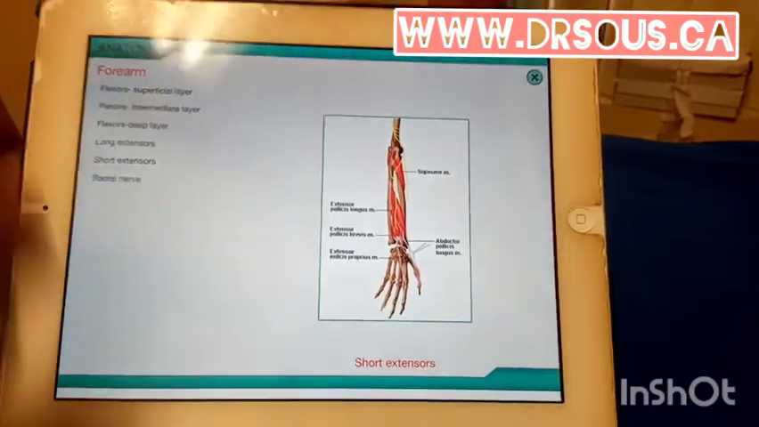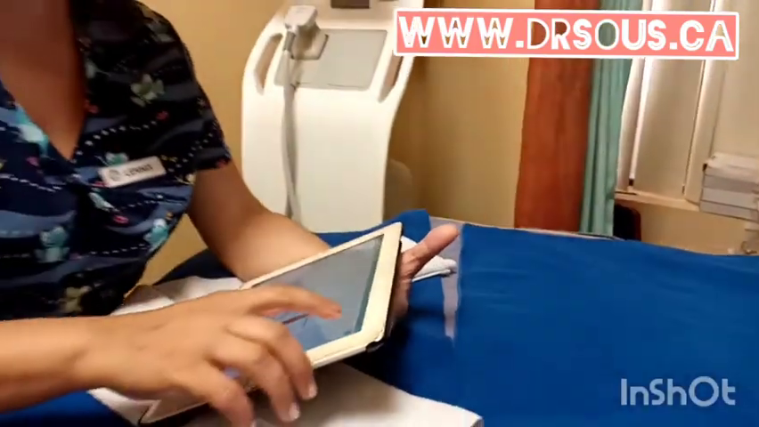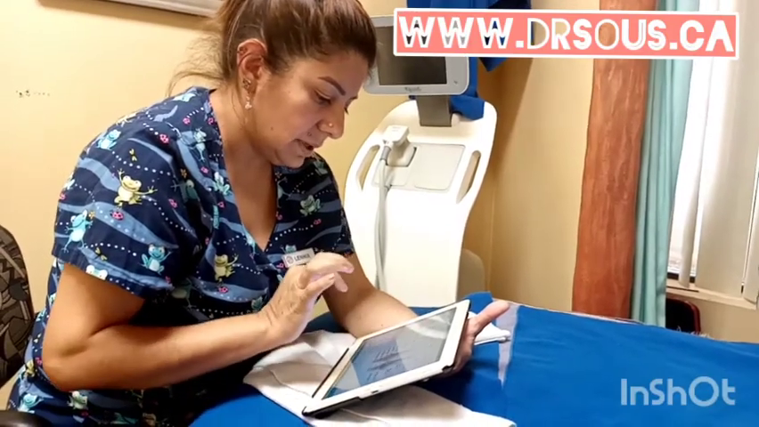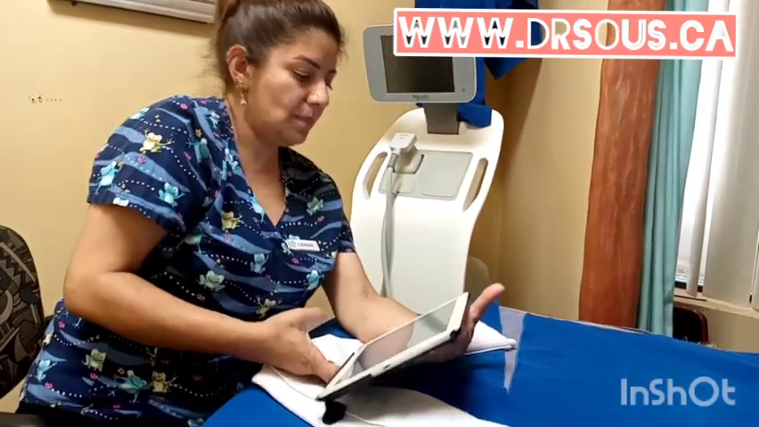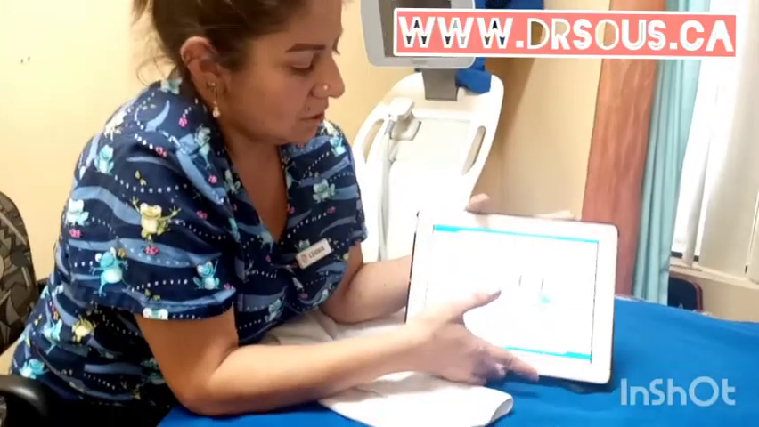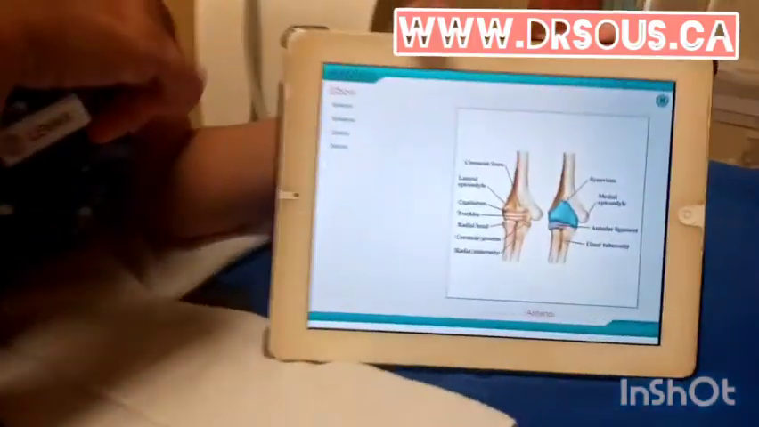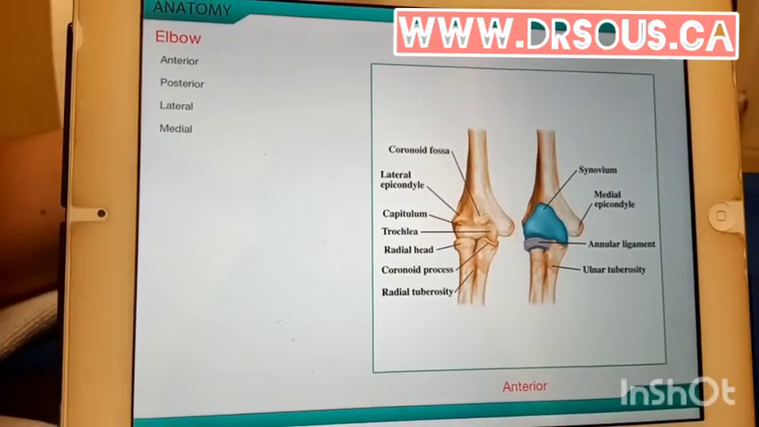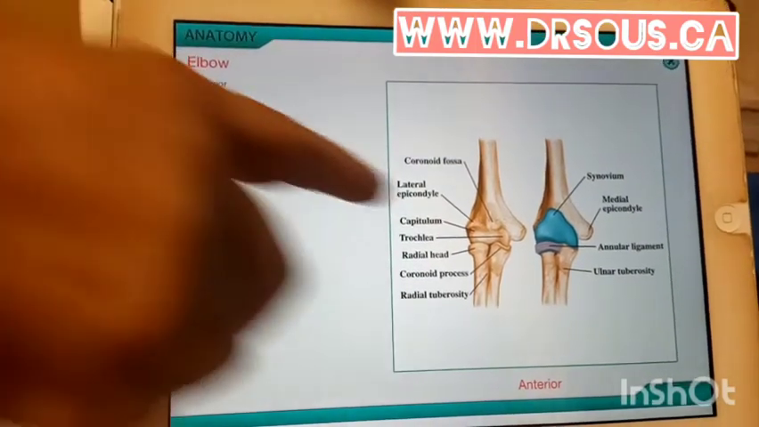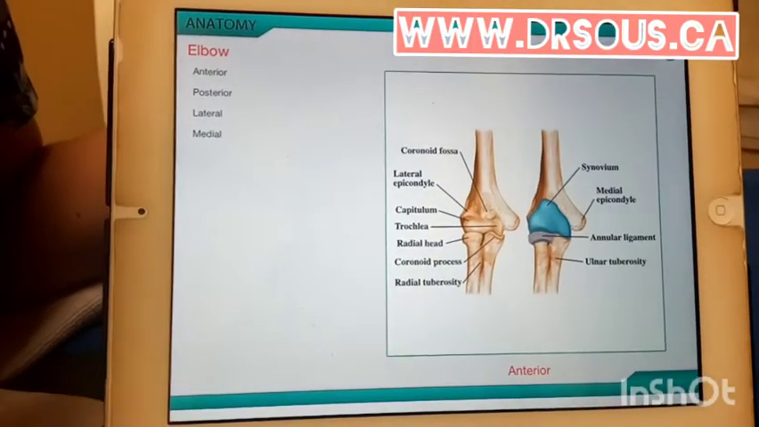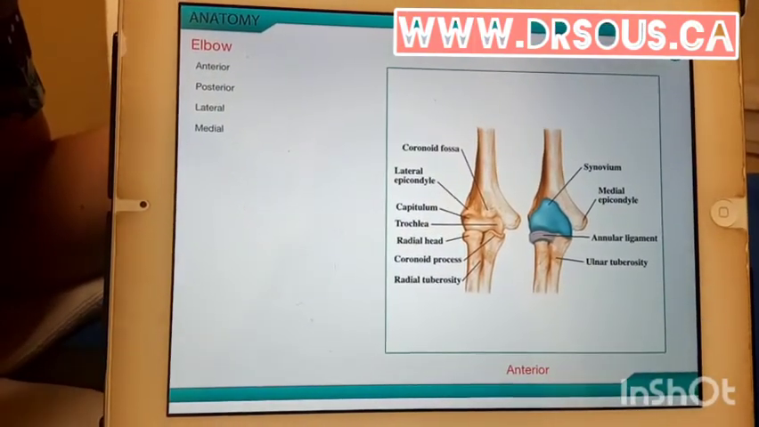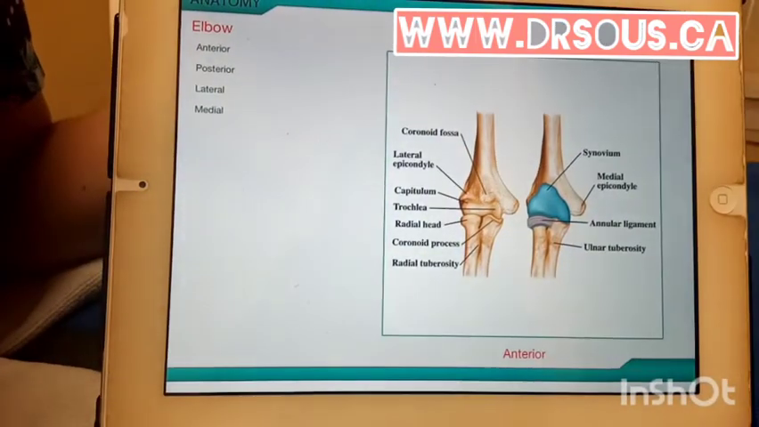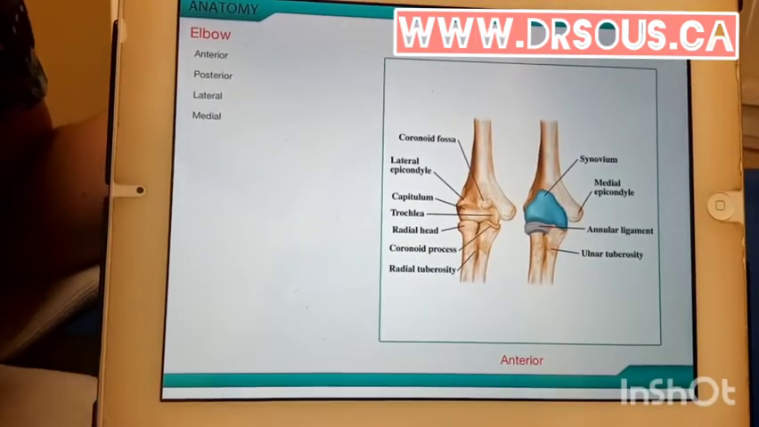Okay, very good. So now we are going to talk a little bit about the elbow. Here we are going to see the anterior side of the elbow. On the anterior side, we are going to find the elbow joint, which is the union of everything coming together: the humerus, radius, and ulna.